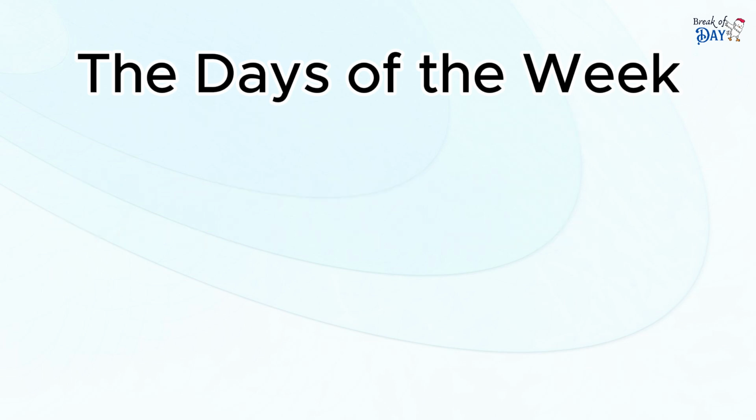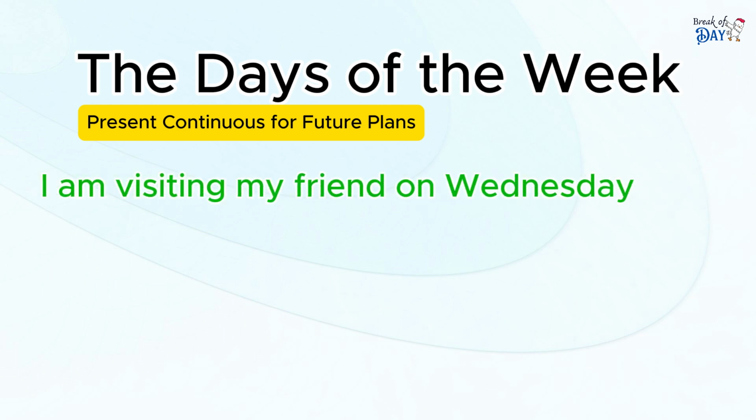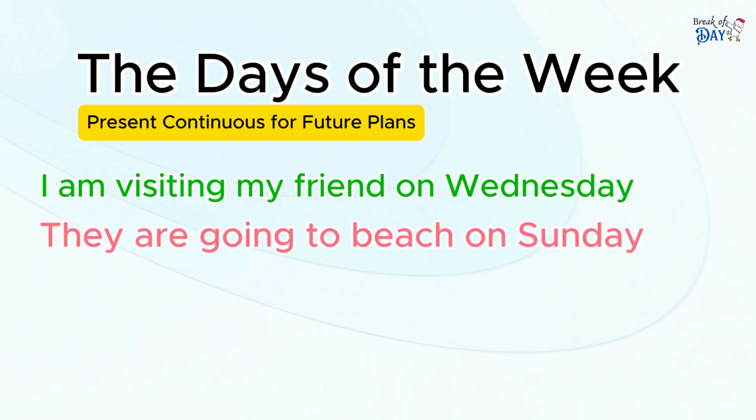Next, when you want to talk about something you are going to do in the future, we use the present continuous. It's like saying, I am doing something on this day. For example, I am visiting my friend on Wednesday. Look at the next example. They are going to the beach on Sunday. Did you notice how I said I am visiting and they are going? This shows something you have already planned to do.